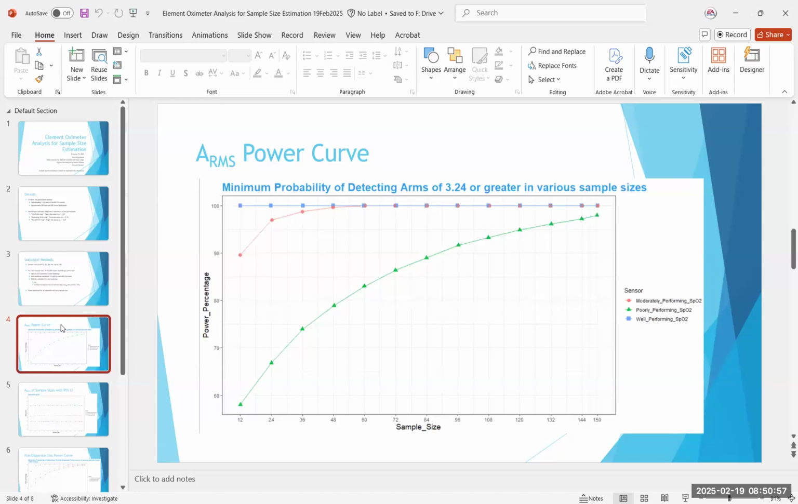So on the ARMS side, you can see that a moderately performing oximeter has about a 90% power with 12 participants. And then what we designated as more poorly performing, quote unquote, hits that 80% mark that's been talked about right at about 48 participants.